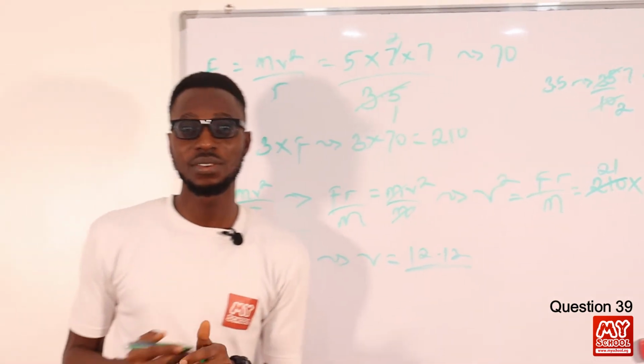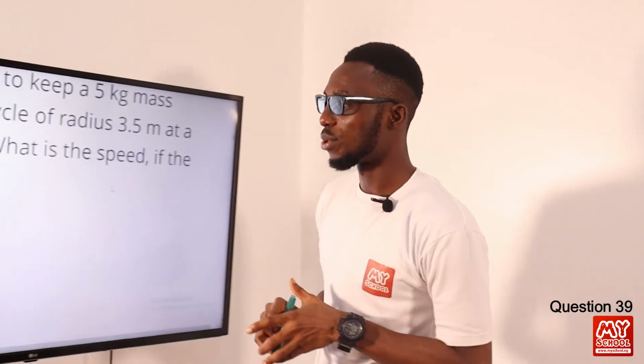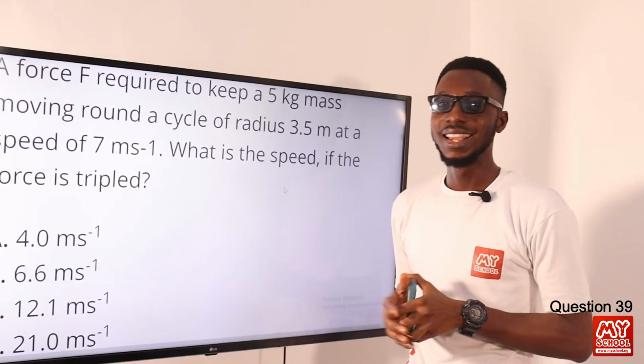That's the unit. So let's go back to the screen to run a confirmation. 12.1, so we have it here. So option C is the right option.